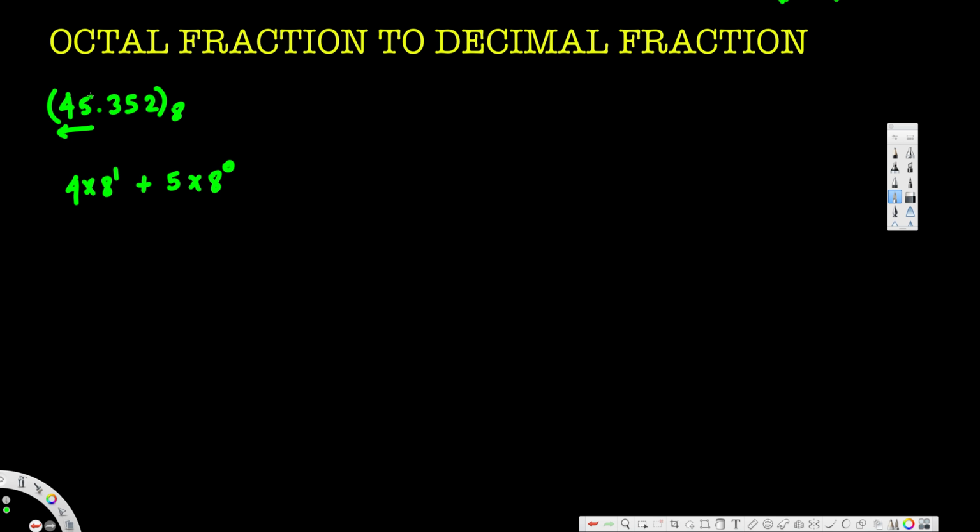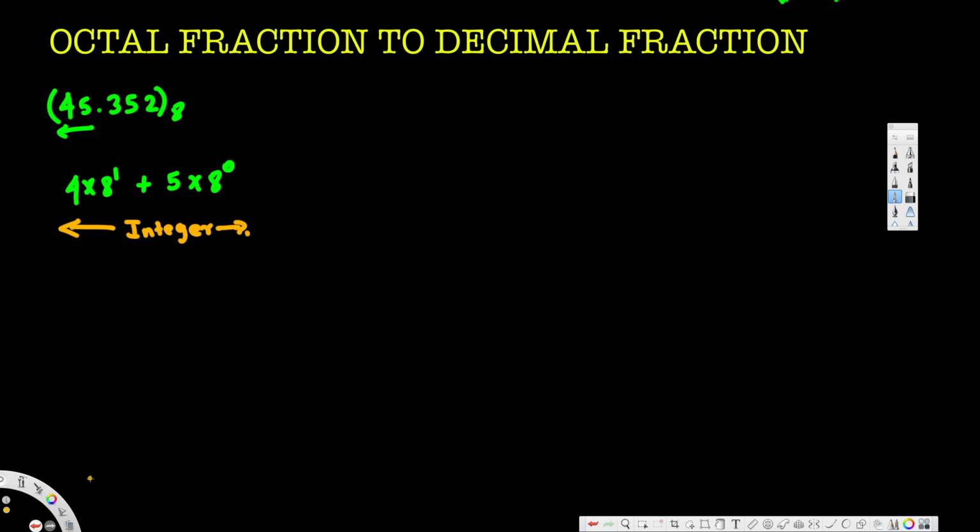For example, if we have another number in front of this one, we multiply that one with 8 power 2. The 8 power increases each time. It goes from back to the front, right? So this is for the integer part. Okay, let's try this one here. So this is for the integer.